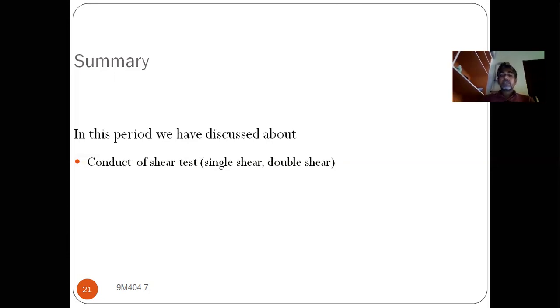From that, we will find out the shear strength, that is same as usual, that is how much transverse load is applied, divided by the cross sectional area under shear. So in this way, we will find out the shear strength of the material.